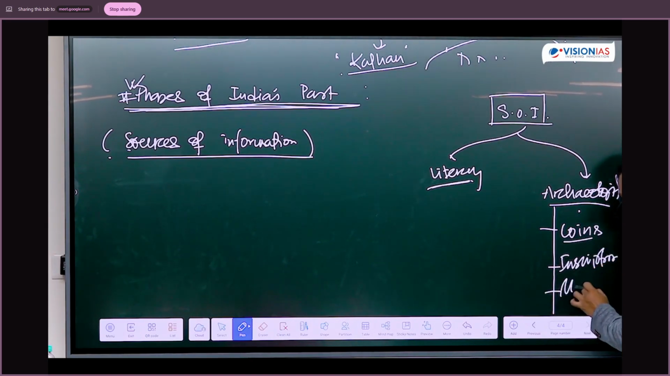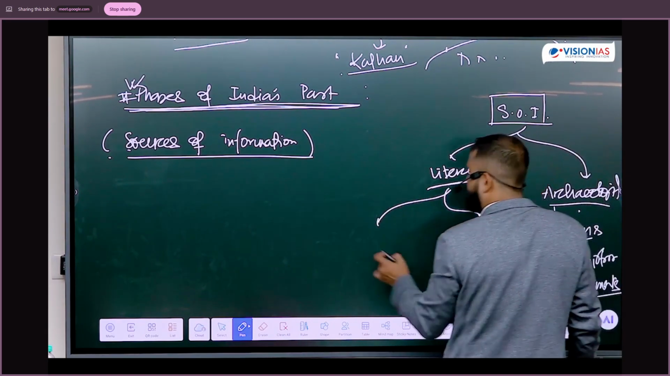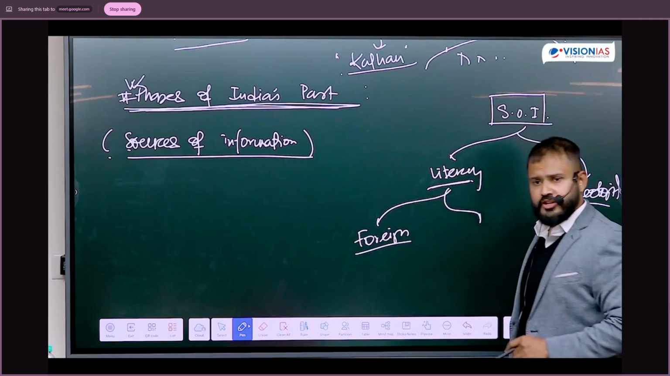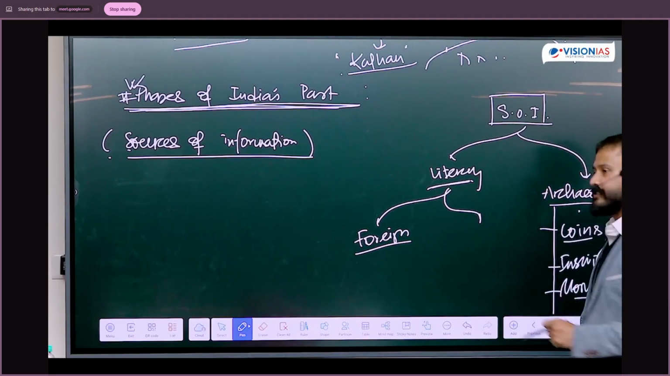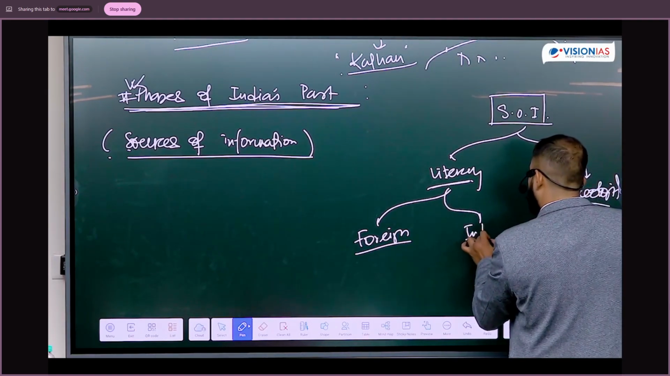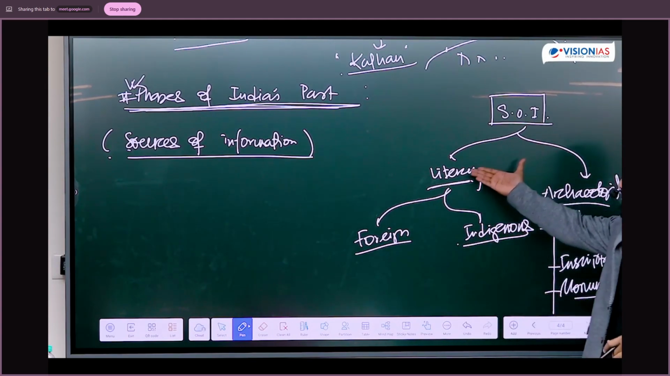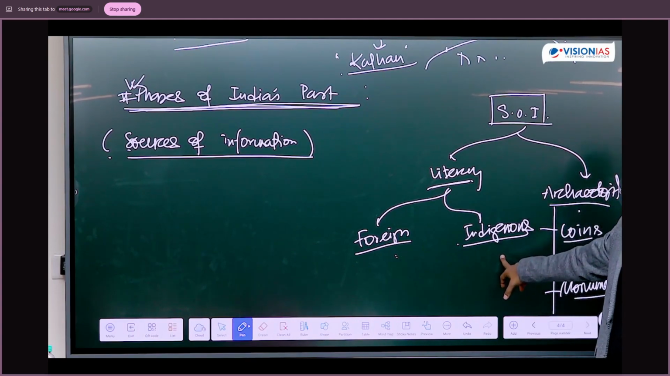Yes, monuments can be another example. Fine. Now give me some literary sources of information. Can I say foreign? Yes, foreign literature. Can they talk about India? Yes. For example, Indica of Megasthenes. Can any indigenous literature give information about India's past? Yes, it can. That means literary sources can be of two types, foreign and indigenous.